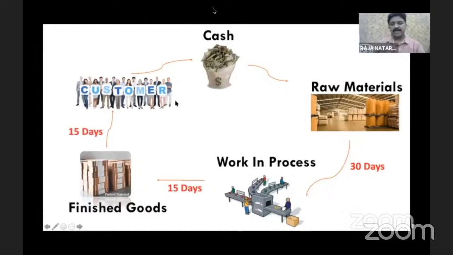Then I identify a customer. The customer purchased my goods, but the customer is saying he will pay me after 30 days. So what's happening? 60 plus 30, 90 days. So the cash I have invested in raw material will come back to me, after various stages and various further investments, on the 90th day only.